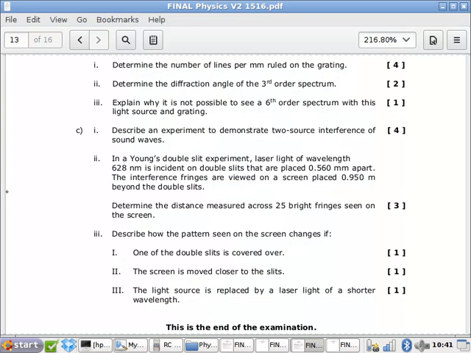And lastly, the light source is replaced by a laser light of a shorter wavelength. So in other words, you reduce the wavelength. What happens to the fringe pattern? Decrease. Again, the distances between them decrease because the angles all decrease, because we said a smaller wavelength makes a smaller angle. So again, waves can be a good question in the exam.